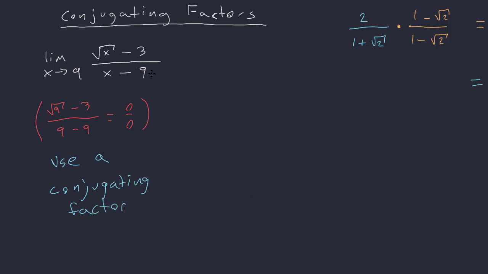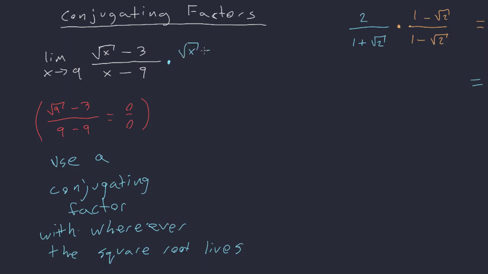And it's not always the denominator. Okay, get that out of your head that it has to be the denominator. We use a conjugating factor wherever our square root lives. So here, our square root lives in the numerator. It's the square root of x minus 3. So we're going to take that and multiply the top by the square root of x plus 3 over the square root of x plus 3.